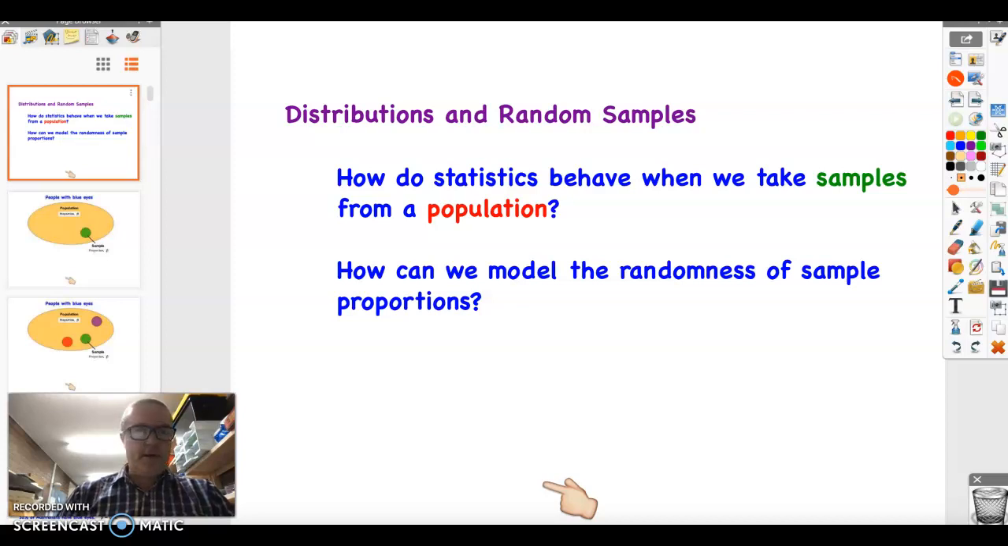G'day everybody. Today we're going to start talking about distributions and random samples. In this lesson we're going to cover how statistics behave when we take samples from a population, and we'll talk about how we can model the randomness of the proportions in these samples, and we'll look at two models in particular.